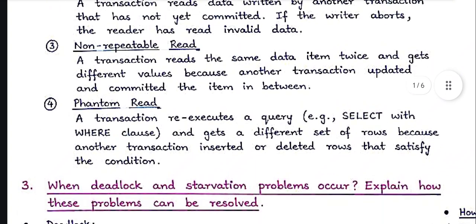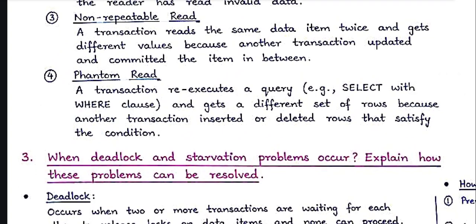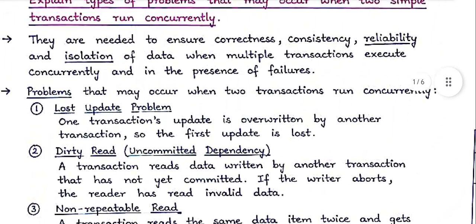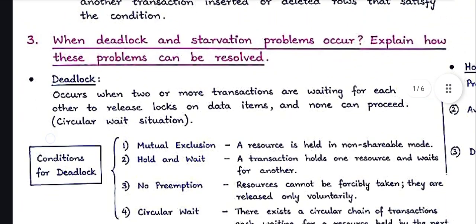Non-repeatable read. A transaction reads the same data item twice and gets different values because another transaction updated and committed the item in between. Phantom read. A transaction re-executes a query, a select with a where clause, and gets a different set of rows because another transaction inserted or deleted rows that satisfy the condition. Dirty read, non-repeatable read, and lost update problem.